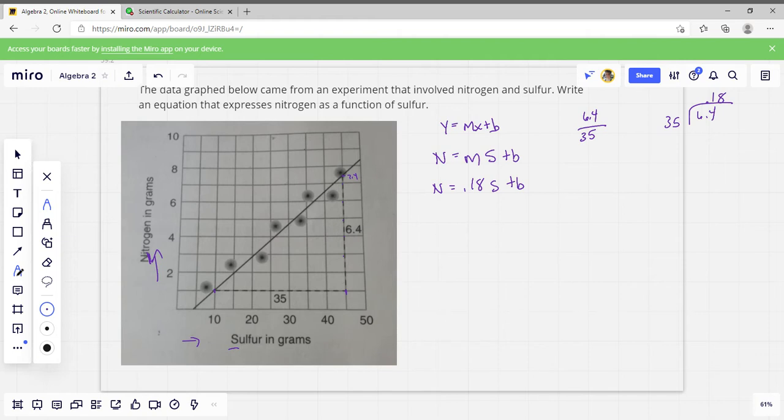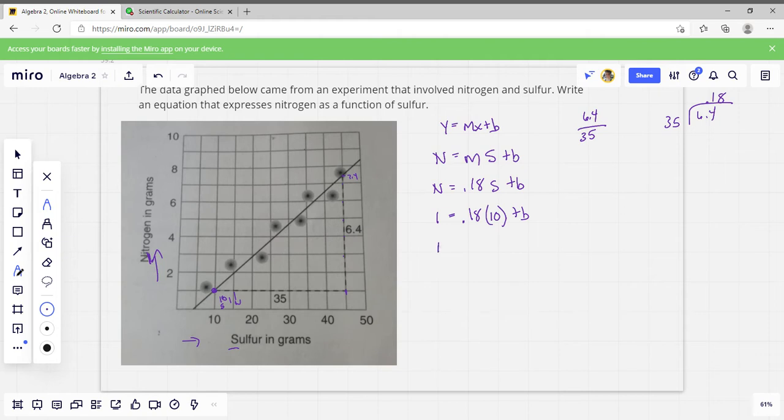Let's do this one right here. So that's 10, our s value. And then how far did we go up? We went 1. So that would be our n value. So our n, 1, equals 0.18 times 10 plus b. Now we're going to solve for b.